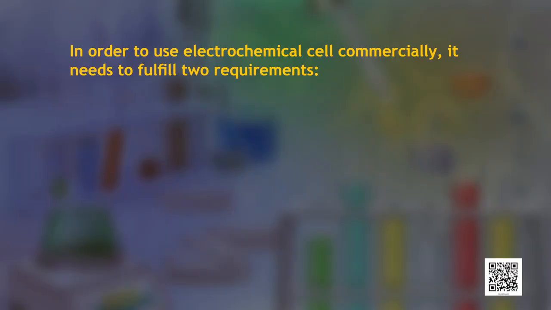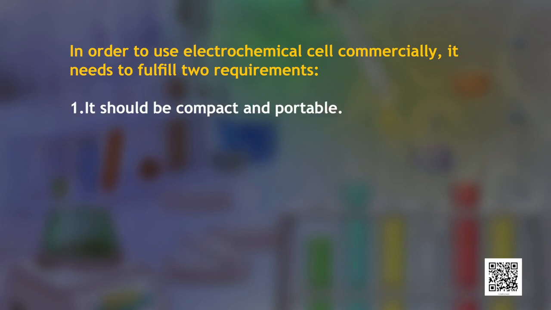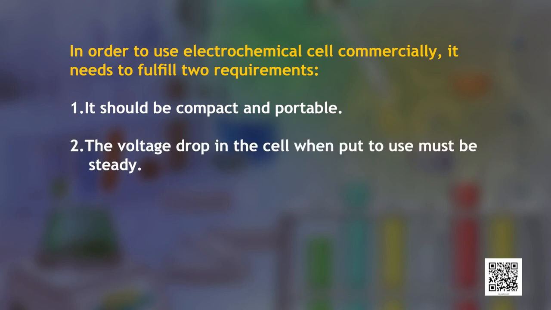The electrochemical cells are the source of electrical energy and can be used as commercial cells. In order to use an electrochemical cell commercially, it needs to fulfill two requirements. It should be compact and portable, and the voltage drop in the cell when put to use must be steady.